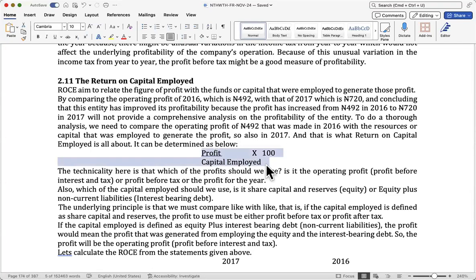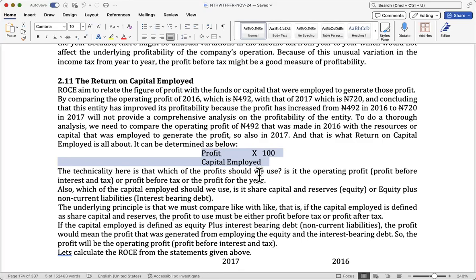We call it our profits all upon the capital employed multiplied by 100. Now, what this return on capital employed will help us to determine is the amount of profit an entity is able to make from all the resources they put into the business. How much profit were we able to make from all our resources?